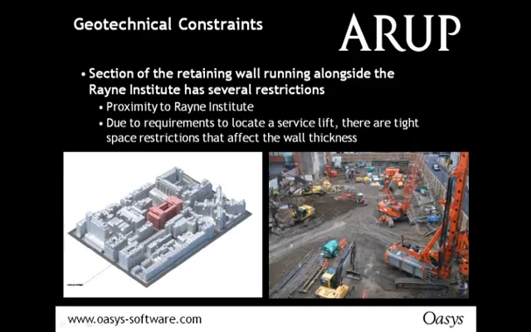So for the UCL hospital and the construction of the UCL hospital, there were actually a lot of geotechnical constraints. And for the design of the basement retaining wall, the section of the retaining wall running alongside the Rain Institute had several restrictions. One was the actual proximity, physically, to the Rain Institute. They were working in central London. It was very close anyway, but the Rain Institute was less than a meter away from the retaining wall, so it's very close. And the Rain Institute piles would also be affected in that way. And due to the requirement to locate a service lift, there are tight space restrictions that affect the actual wall thickness as well.